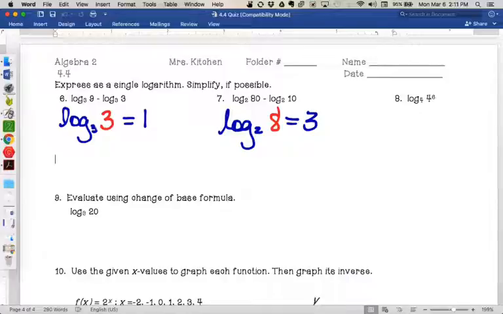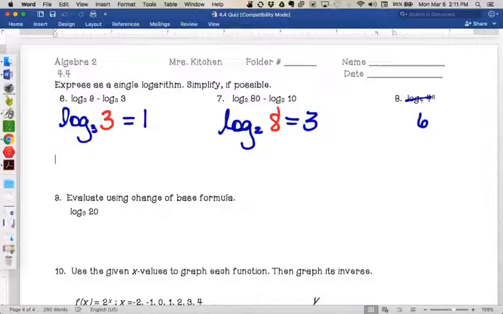Now number 8 goes back to the concept that we learned about inverses. When you have a log base of 4 and an exponent with a base of 4, then they're inverses of each other. They kind of undo each other. So you can just strike those out, and really all that's left is the 6. And that's how those inverses work.